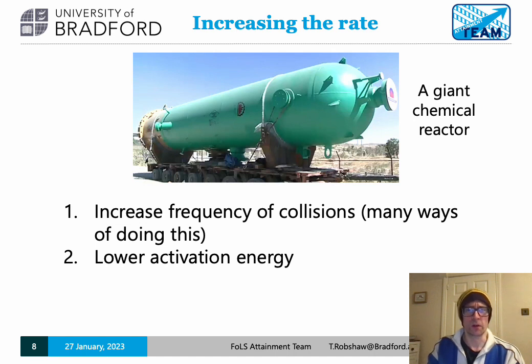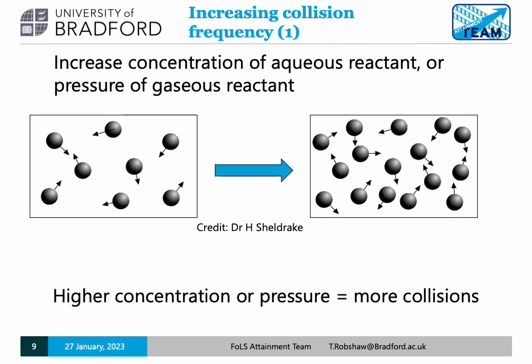In the chemical and pharmaceutical industries, it can be really important to essentially make reactions go as fast as possible because this allows us to produce useful chemicals quicker and allows us to maximize use of equipment and reactors, which can be very expensive. We can do this in two main ways. Number one, increasing the frequency of collisions, and number two, lowering the reaction activation energy. There are many, many different ways of doing the former. Let's go through some of them.